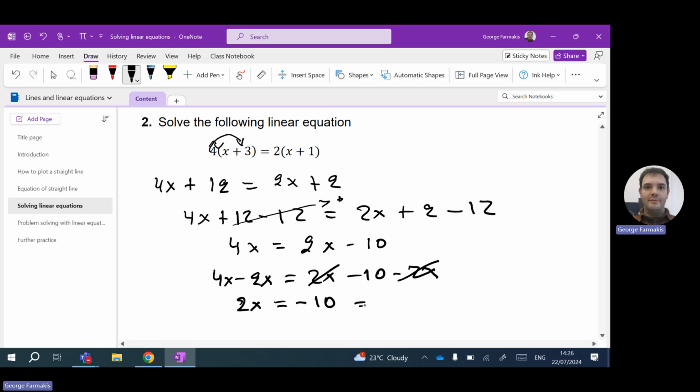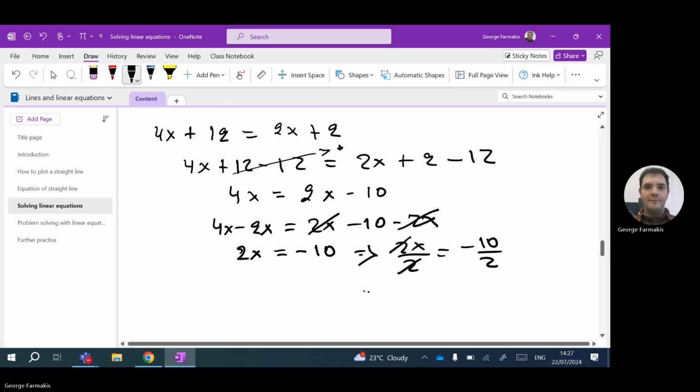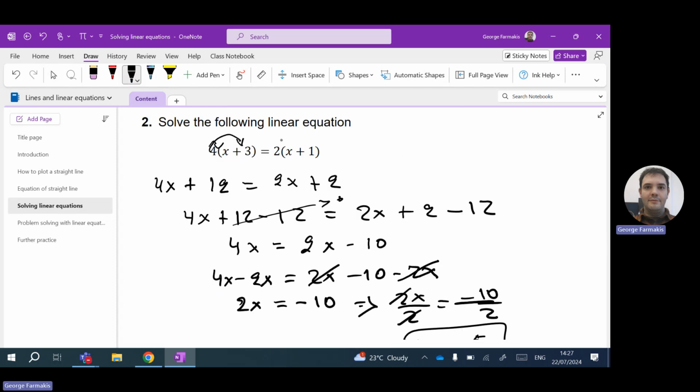We have a 2. We divide both sides by 2. We can simplify the 2 here. So x is minus 10 divided by 2, which is minus 5. So here we had brackets on both sides of the equation, so we had to expand the brackets on both sides of the equation.